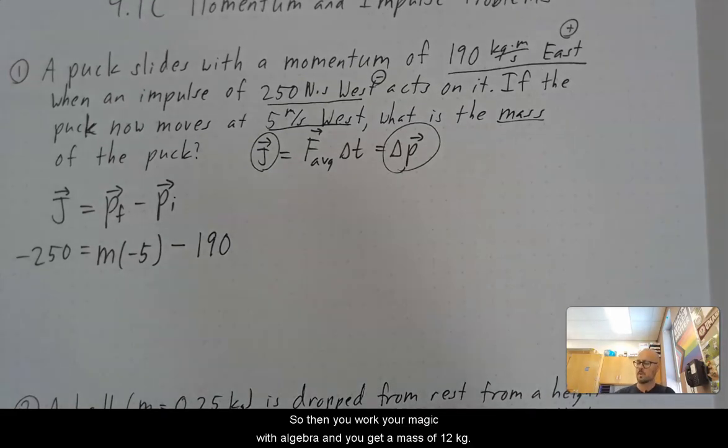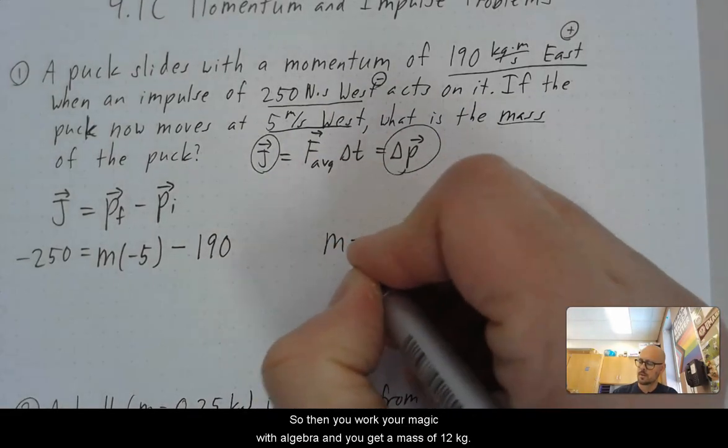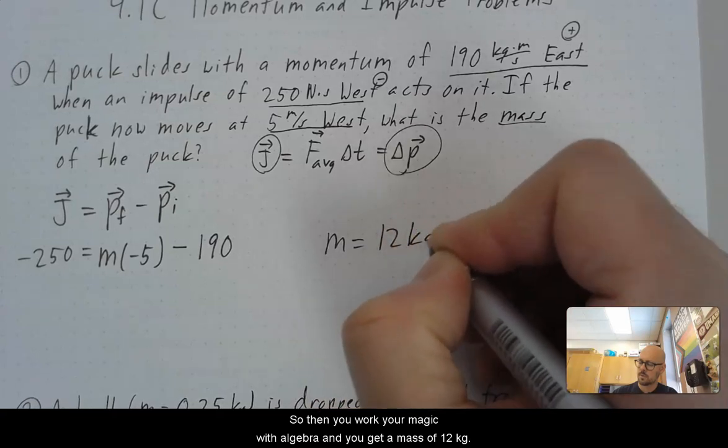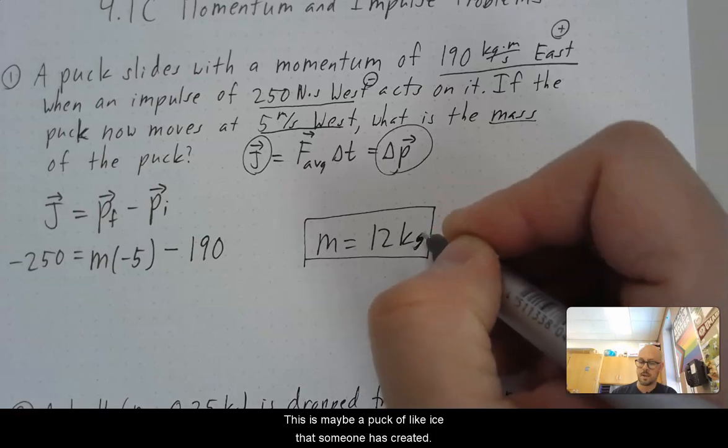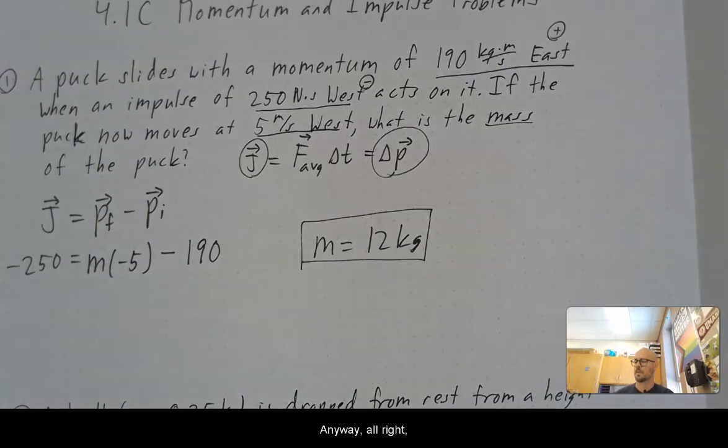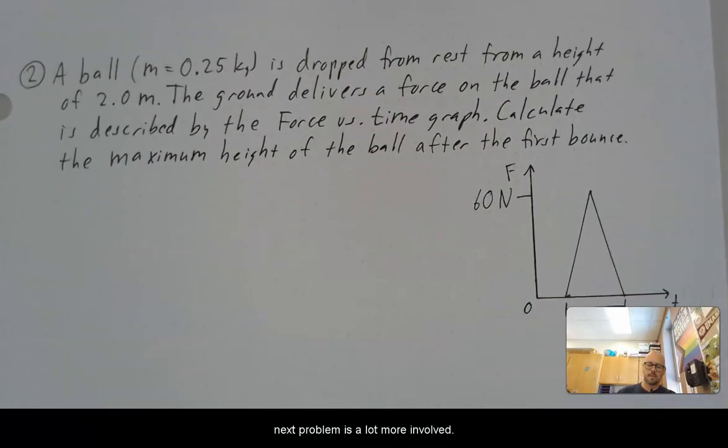So then you work your magic with algebra, and you get a mass of 12 kilograms. So this is not a hockey puck. This is maybe a puck of ice that someone has created. Anyway, all right, next problem is a lot more involved, and will take double the time probably.